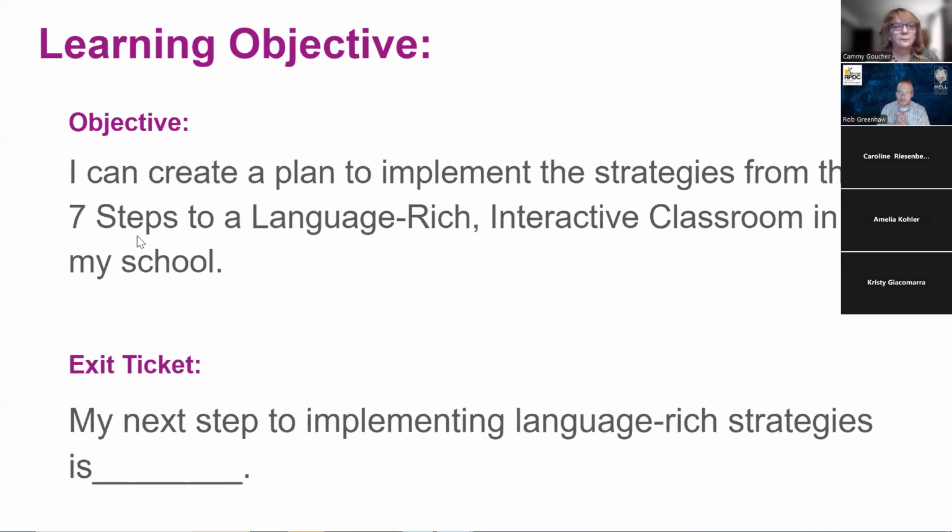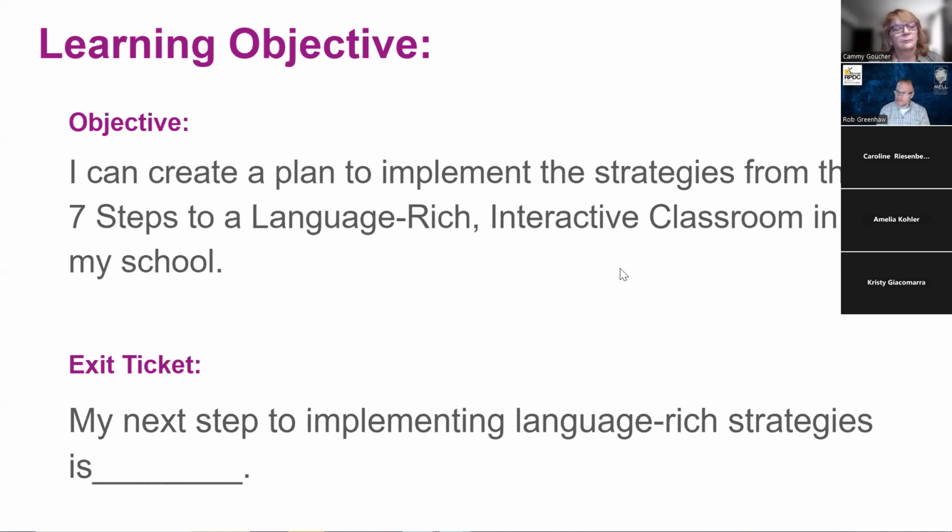Today's learning objective: we can create a plan to implement strategies from the 7 steps to a language rich interactive classroom in our school. The exit ticket by the end of today, we're hoping you could finish this sentence: my next step to implementing language rich strategies is blank.